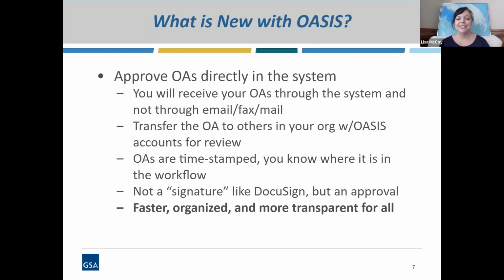So what is changing? We want to improve the OA system and make it much more transparent and trackable. So we're going to have all OAs inside OASIS. That means that the way that you'll receive your OAs from GSA will be changing, and you will only receive them through OASIS. So you will have to have users inside OASIS, and we'll talk a little bit about that. So no more emailing, no more trying to make sure you've got the right version with what email. It will be in a queue for you to look at and approve.